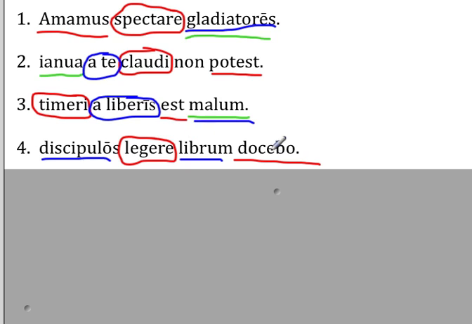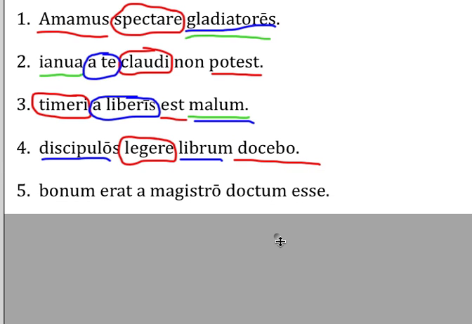So, this sentence is going to be docebo. Note the o here. Tells us the subject is I. I will teach the students to read a book. Oh, that makes sense, and it's nice. I will teach the students to read a book.